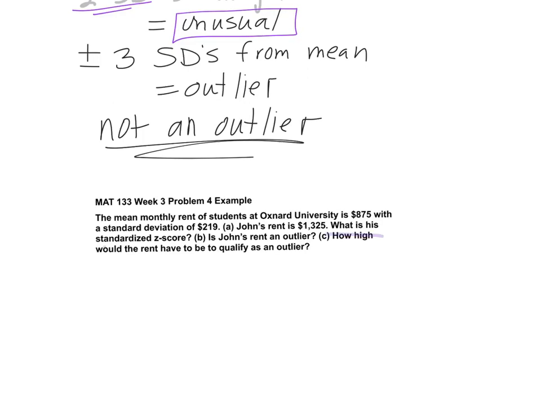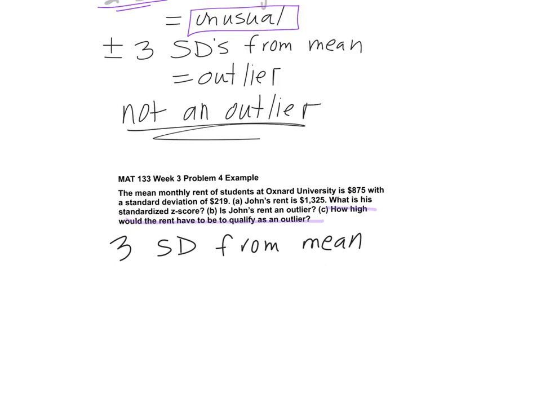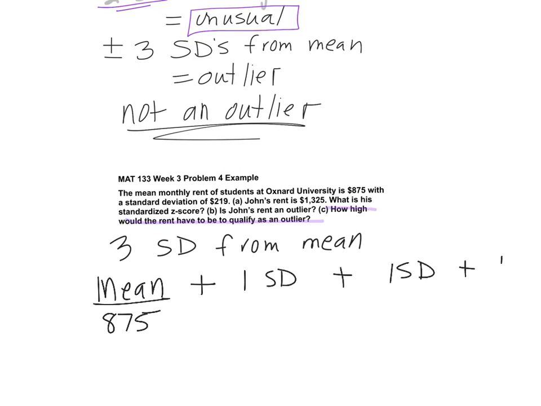So part C is asking, how high would the rent have to be to qualify as an outlier? As we said above, it would have to be 3 standard deviations from the mean. And because we're talking about high, that means we're going to be adding a standard deviation. The mean, in this case, is 875. So we would have to add 1 standard deviation, 2 standard deviations, and 3 standard deviations. A standard deviation is $219.